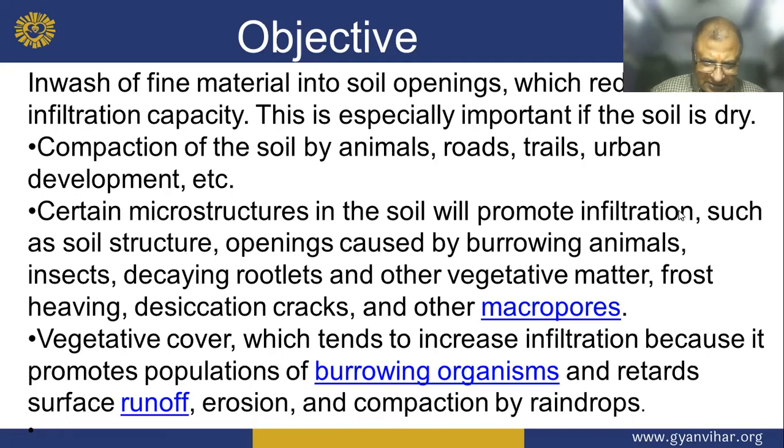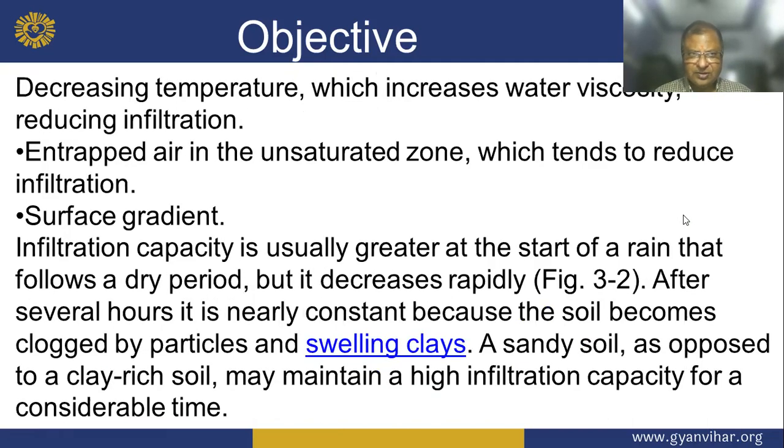Compaction by rain and decreasing temperature increase water viscosity, reducing infiltration. Entrapped air in the unsaturated zone will tend to reduce infiltration and surface gradient.